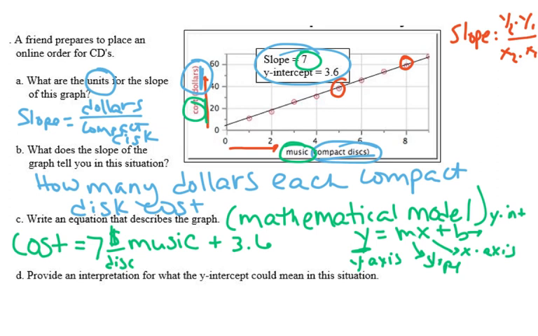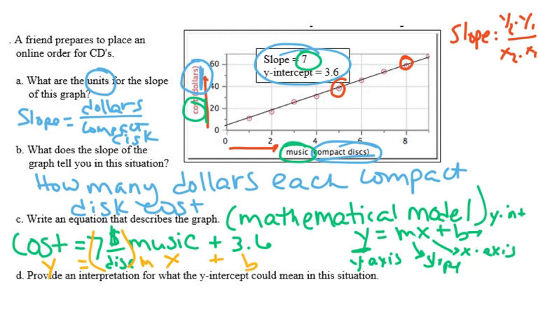So again, to review our mathematical model, sorry about the bell, if this was algebra, it would say y equals mx, so this being your m, that being your x, plus your b, which is your y-intercept.